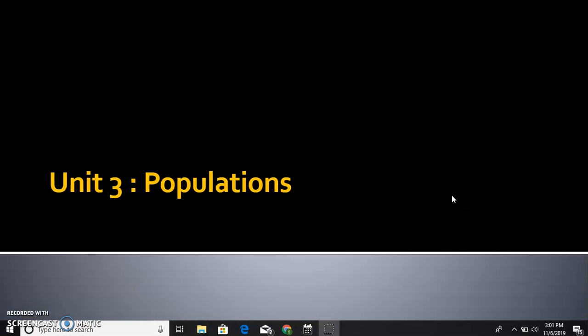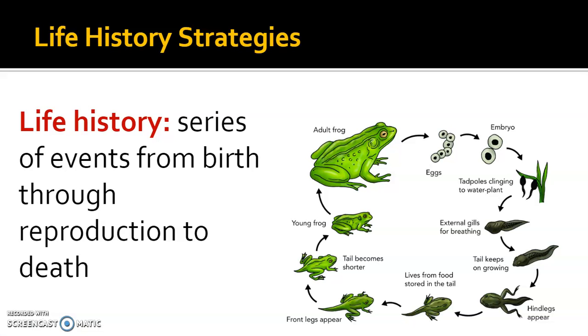Guys, this is our start of Unit 3, Populations. So first thing that we have to talk about with Unit 3 is we have to understand life history strategies. And in order to understand a strategy for a life history, we first are going to define what is life history. And life history is a series of events from birth through reproduction to death.